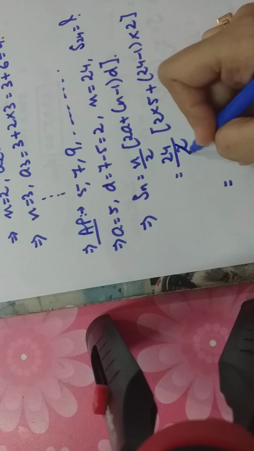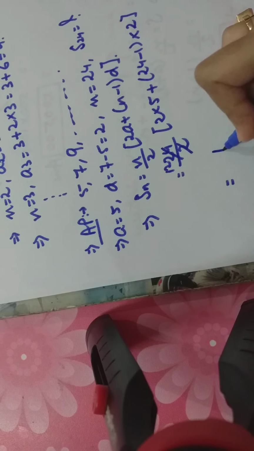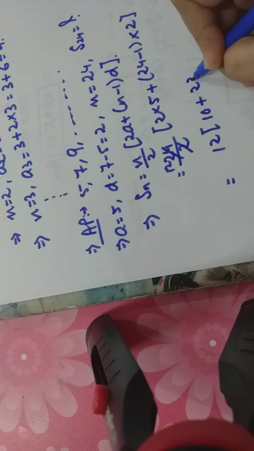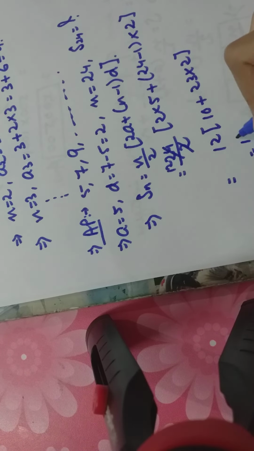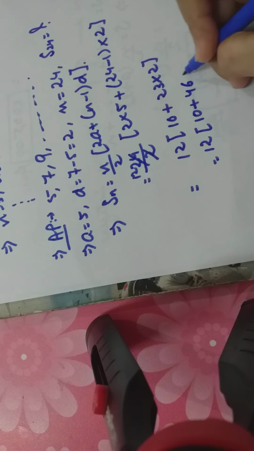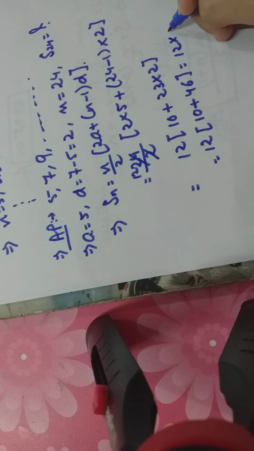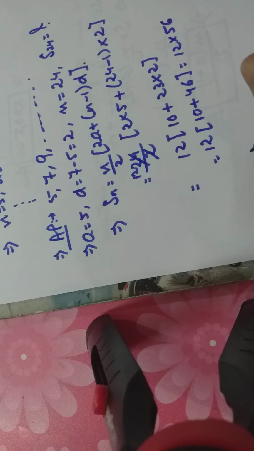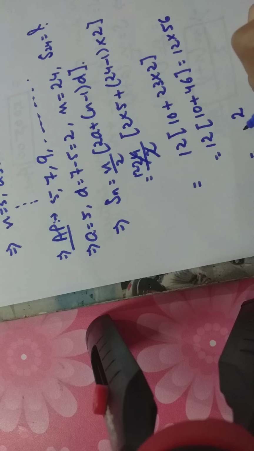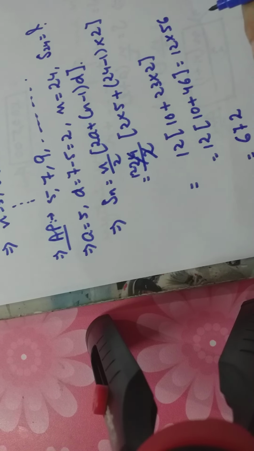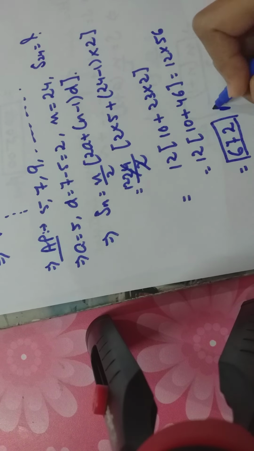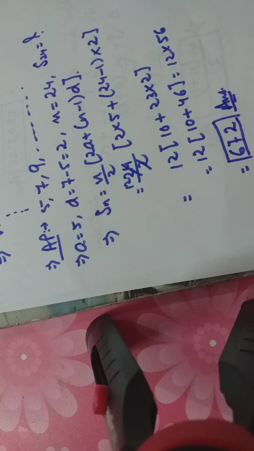We are just putting in the values and then solving. Two 12s are 24, so here it will be 12. When we open the bracket, 2 into 5 is 10 plus 23 into 2, which is 46. So here it will be 12 into 56. When we multiply, 12 times 6 is 72, 2 carries 7, and 12 times 5 is 60, 60 plus 7 is 67. So our final answer will be 672.